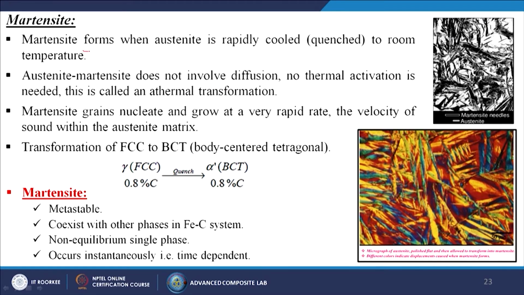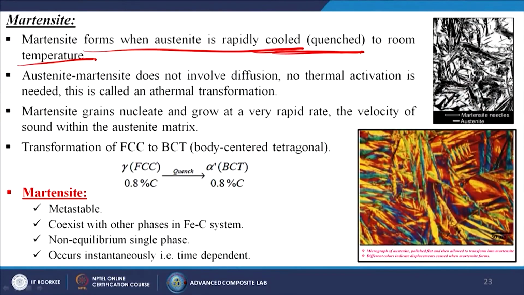So, martensite forms when the austenite is rapidly cooled, or quenched. That means we are raising the material up to high temperature and then suddenly dipping the material into some water or maybe some oil to do the quenching to room temperature. So, suddenly from high temperature the material is coming to low temperature, or room temperature. Austenite to martensite does not involve diffusion, no thermal activation is needed. This is called an athermal transformation.